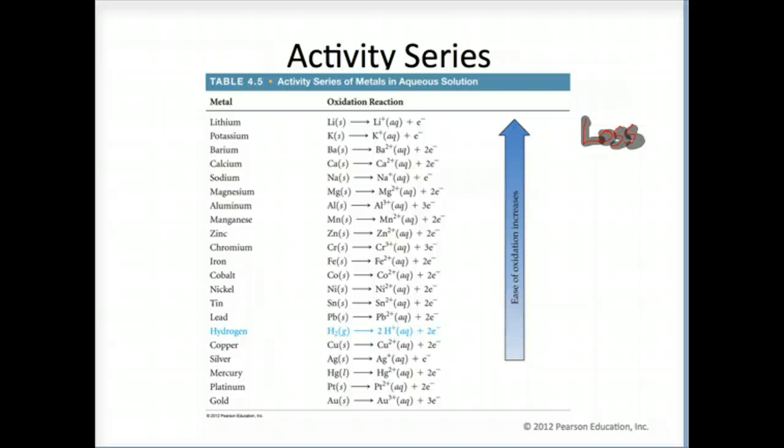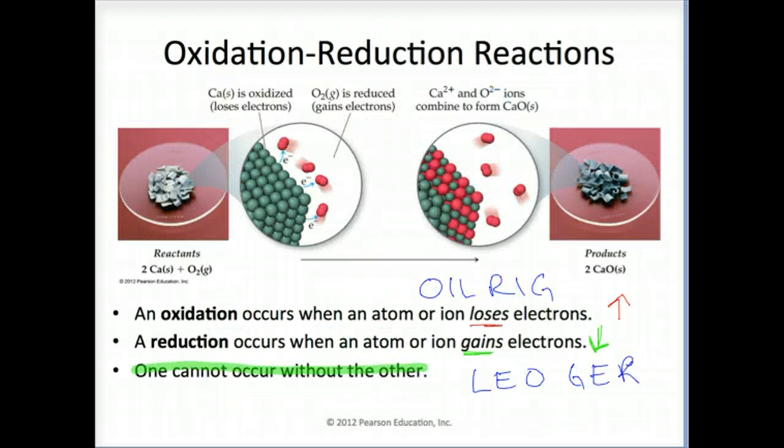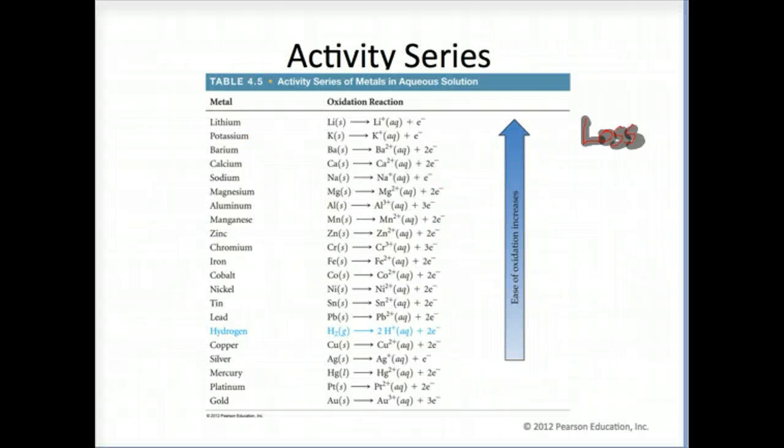So the easiest metals to oxidize are at the top, the hardest ones are at the bottom. So it's much easier for lithium to lose electrons than it is for gold, platinum, or mercury. And that's why we care about the activity series. Now, the thing to remember is that, again, this is just one half of our reaction, because we said if we have oxidation, we have to have reduction. So when we talk about the activity series, we're dealing with oxidation.